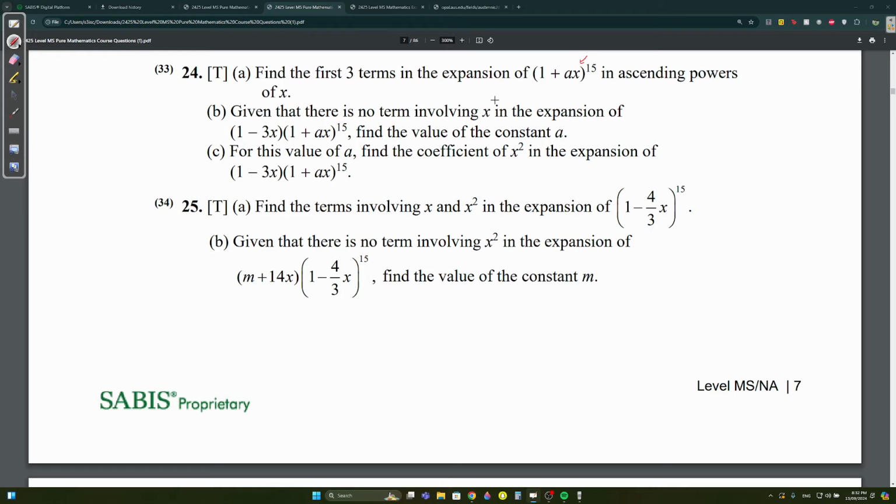1 plus ax to the power of 15. First three terms. It's going to be, let's do it fast. 15c0, 1 to the power of 15, plus 15c1, 1 to the power of 14, ax, plus 15c2, 1 to the power of 13, ax squared. So this is going to be equal to 1, plus 15ax, plus 105ax squared. Okay, do the math yourself. I'm tired of putting it in a calculator.